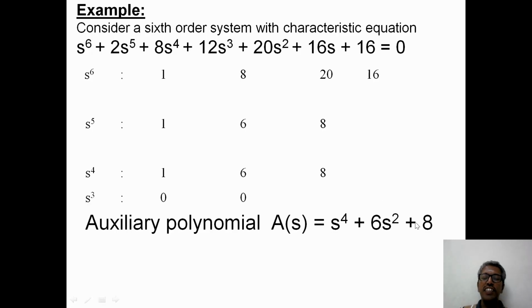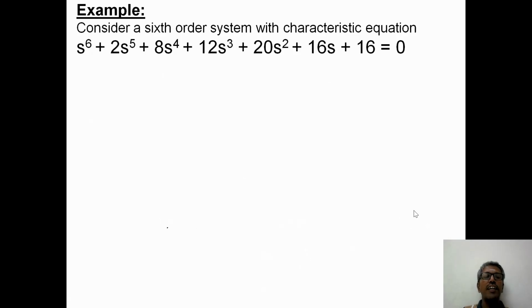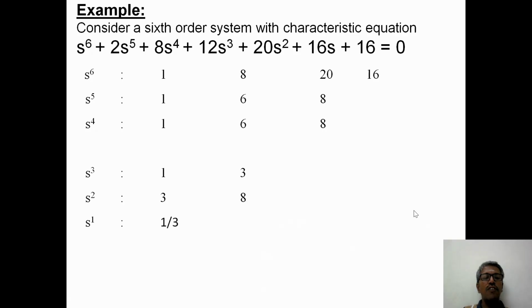Now you have to find the differentiation of the auxiliary polynomial, dA/ds. Then it will be 4s^3 plus 12s. So 4s^3 plus 12s, then rewrite the table with 4 and 12, and find the remaining table. Now look into the first column: there are no sign changes, so the system is said to be stable. So these are the three different cases in Routh stability criteria. Thank you.